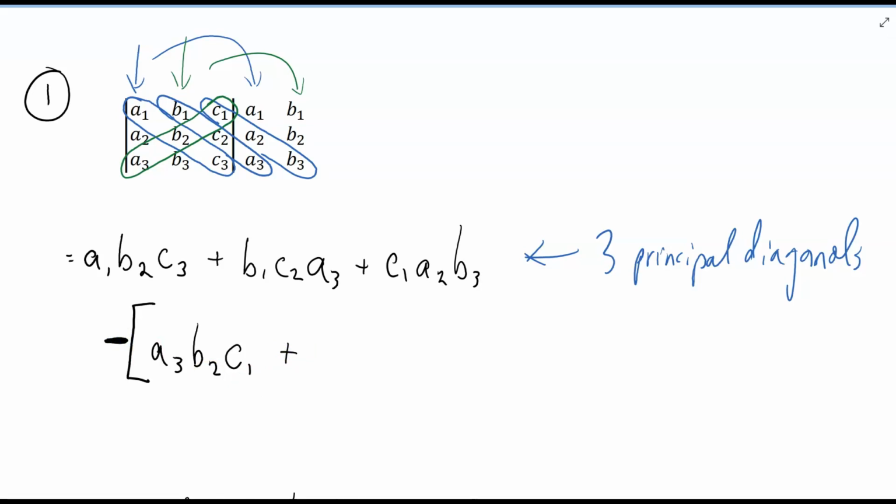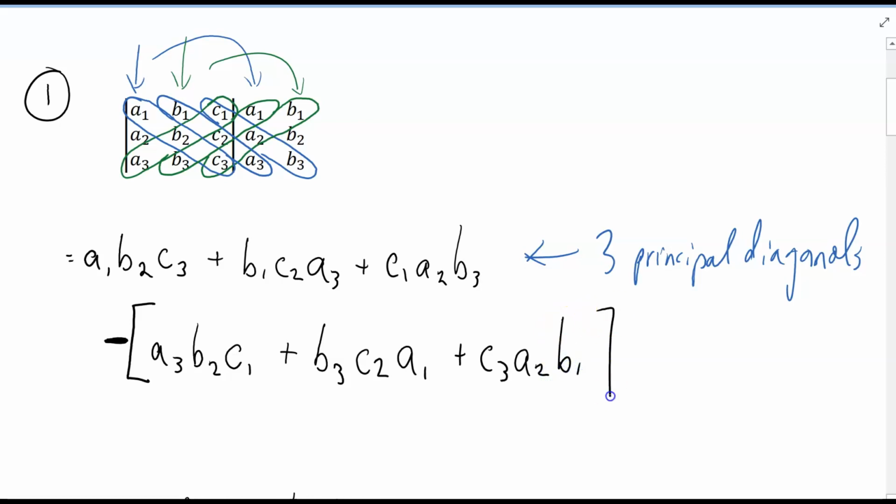What is the second secondary diagonal? It's here. So that is B3 times C2 times A1 plus the third secondary diagonal right there. Okay, so it is C3 times A2 times B1.